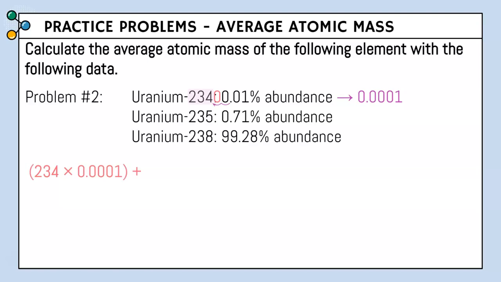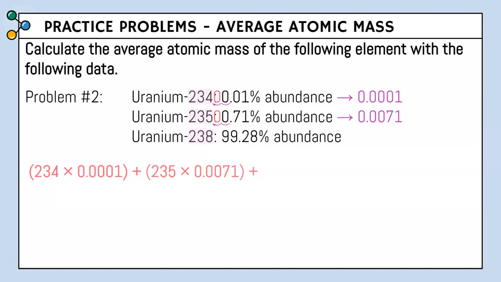Our second isotope mass is 235. And we're going to multiply that by our percentage in decimals. So we either divide by 100, or move our decimal twice to the left. Again, we have to add that 0, so we get 0.0071. We multiply that by the number, close it off, and we go again.